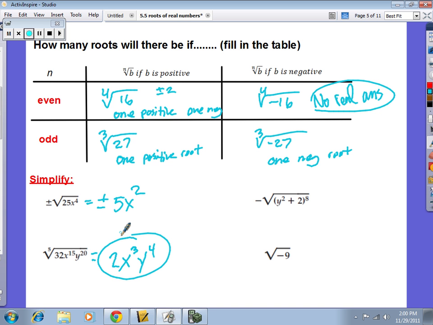This is a quotient. Look at this guy right here. What's the negative square root of quantity y squared plus 2 to the 8th? It's going to be negative. That's the square, right? 2 times what is 8? So it's going to be y squared plus 2 to the 4.